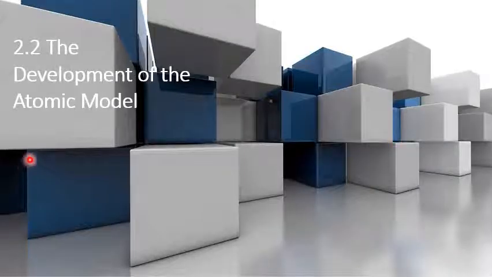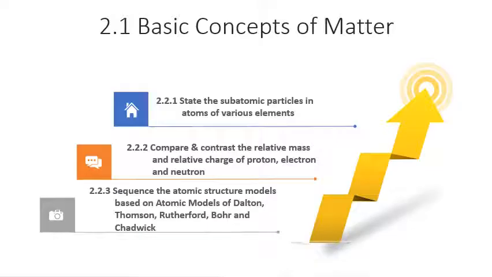So our second lesson is 2.2, the development of the atomic model. Actually this is 2.2, not 2.1. Under this subtopic, you will learn to state the subatomic particles in atoms of various elements, compare and contrast the relative mass and relative charge of proton, electron and neutron, and then the atomic structure models based on atomic models of Dalton, Thomson, Rutherford, Bohr and Chadwick.